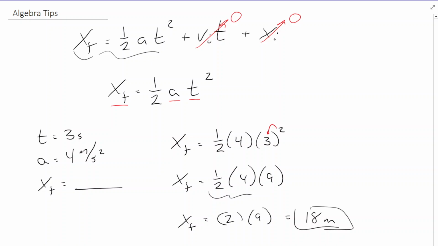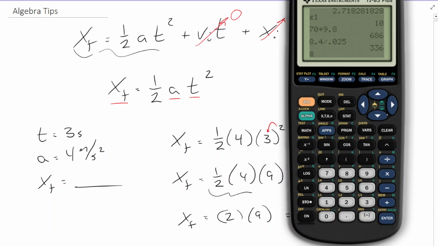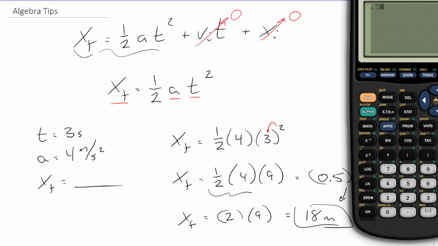Some of the common mistakes we see are, again, squaring everything instead of just the 3. Not quite understanding what 1/2 is. I can rewrite this as 0.5. That's what 1/2 is, times 4 times 9. And that should give you the same value. In your calculator, you can type it all in as one step. If you've got a nice graphing calculator like this, right, we can just type in 0.5 times 4 times 9. Right? And sure enough, you get 18.